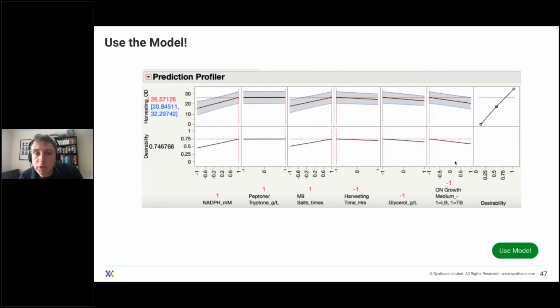Well, it's clear from the model that we could investigate using more NADPH, peptone tryptone ratio, and M9 salt time, along with using M9 LB as a medium. However, the choice for harvesting time and glycerol is less clear. The model says both low, but all of our best growers were high on both counts.